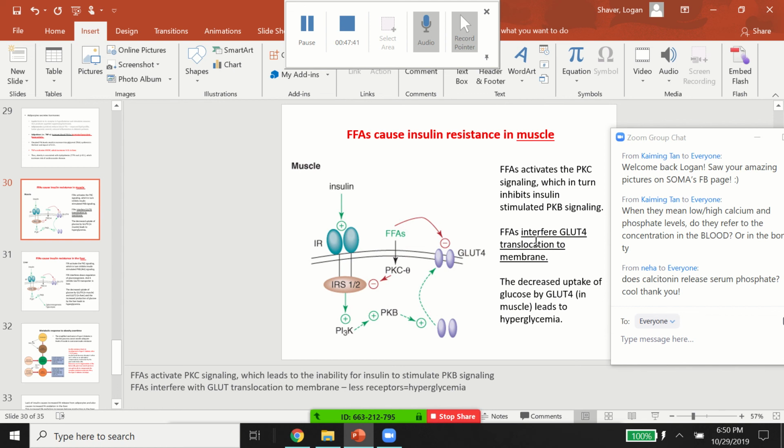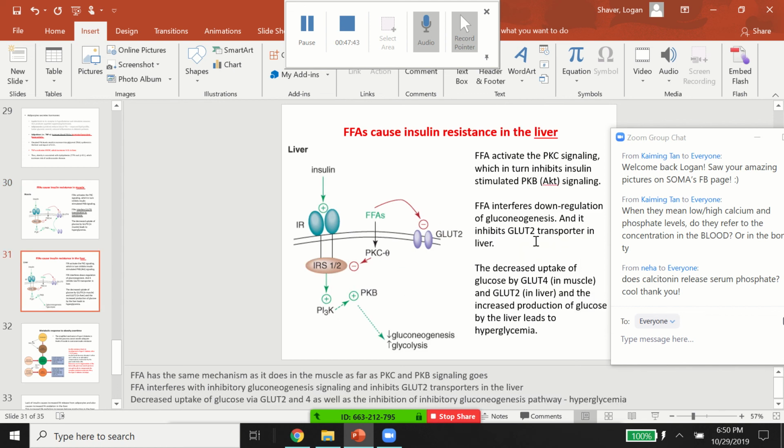Because GLUT4, you're typically going to find that in pretty much all other tissues besides the liver essentially. And you're going to find GLUT2 specifically in the liver. So that kind of helps you remember some of these mechanisms. But once again, not really sure if they ask anything from it, but I decided to include it just in case.